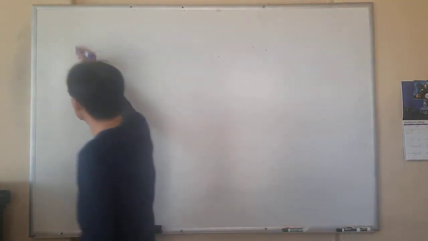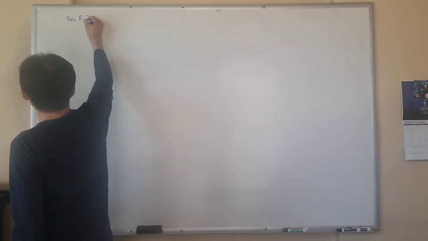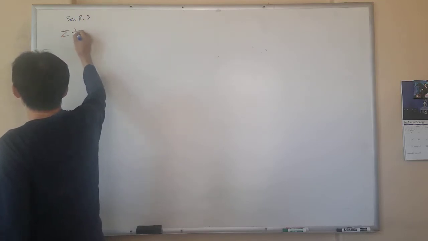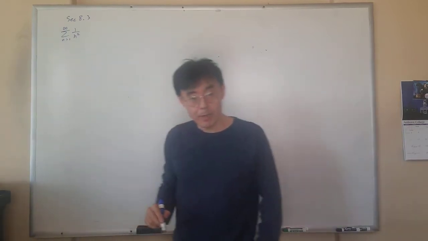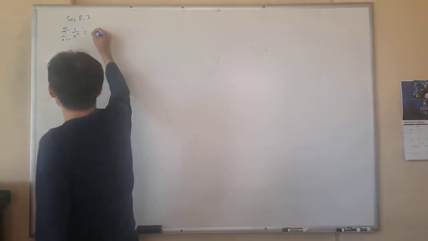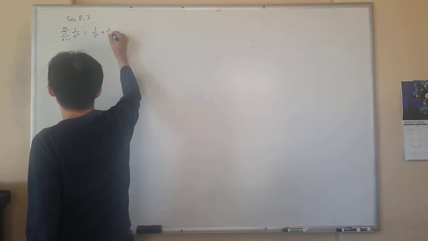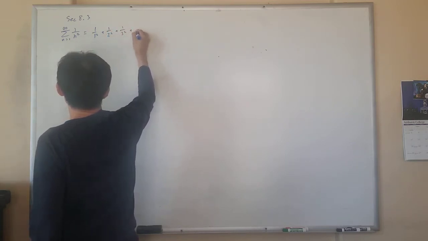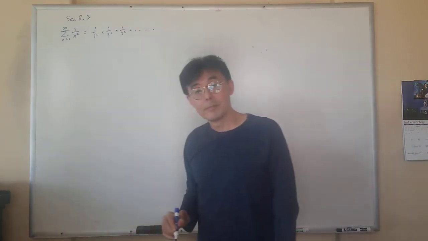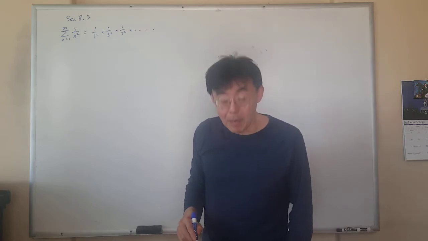So first of all, look at this. You think about 1 over n squared. So this is 1 over 1 squared, 1 over 2 squared, 1 over 3 squared, keep going.